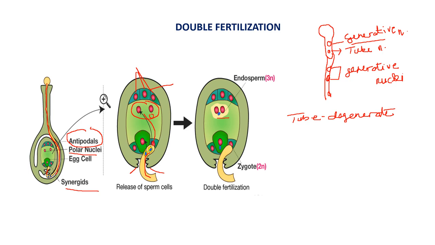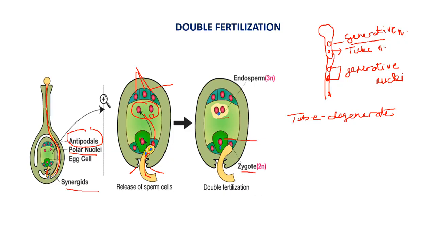Now the second generative nucleus will go and fuse with the egg nucleus or egg cell, right? This is the egg cell. The second generative nucleus will go and fuse with the egg cell, and this fusion is going to form the zygote, as it's written here, right?